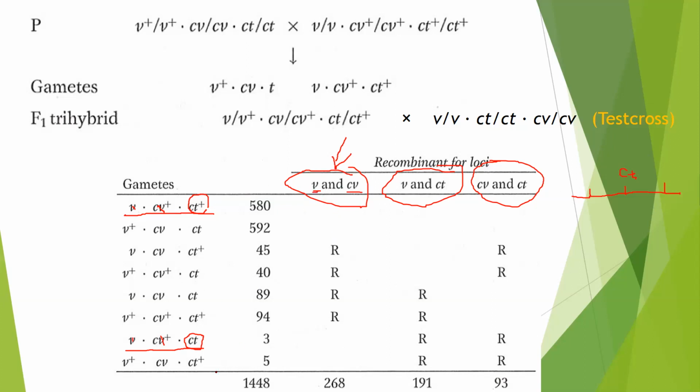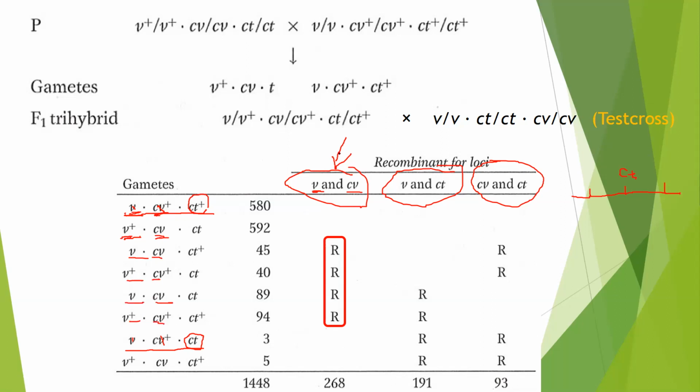So out of these 8 categories, this represents the recombinant progeny for these 2 genes. So look at here, right? The parental type is, if we look at the V and CV, V CV plus or V plus CV. So if you look at any of these 4, this will give you the recombinants for these 2 genes, right? Those are the recombinants, and those are the recombinants.